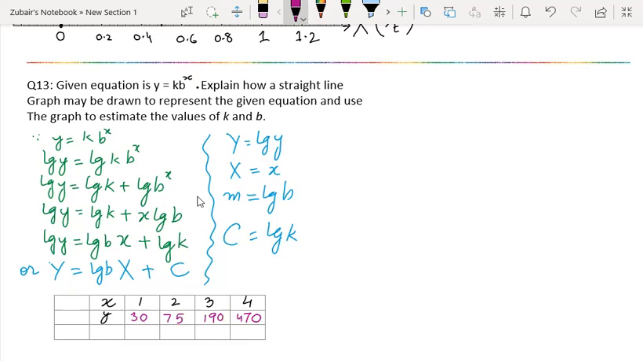So we can write here, this is capital X and capital Y should be here. Okay, so what is capital Y? Capital Y is LGY.